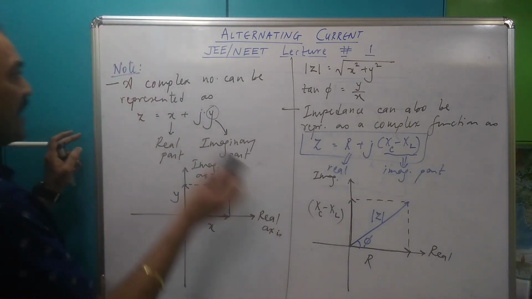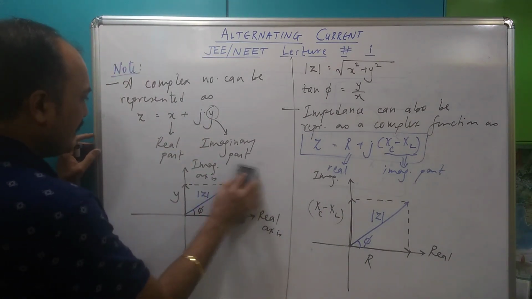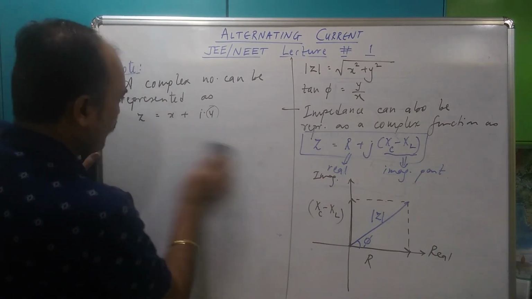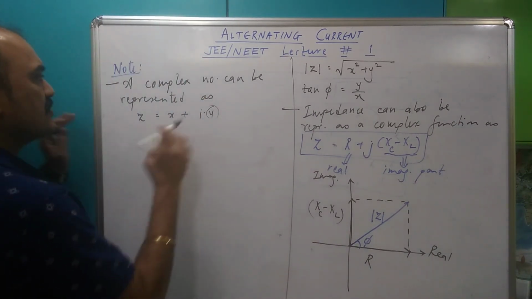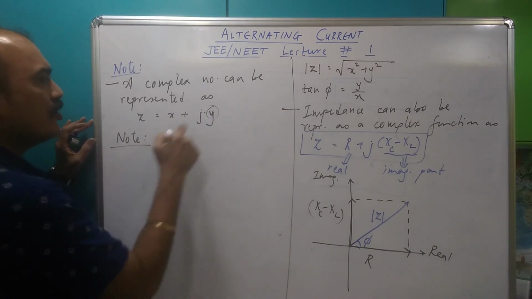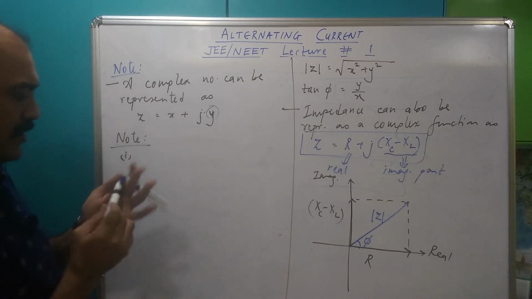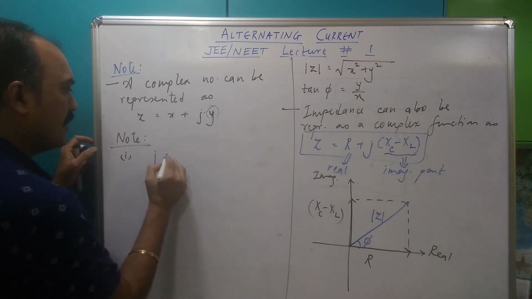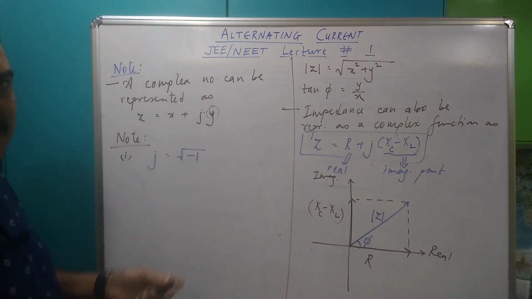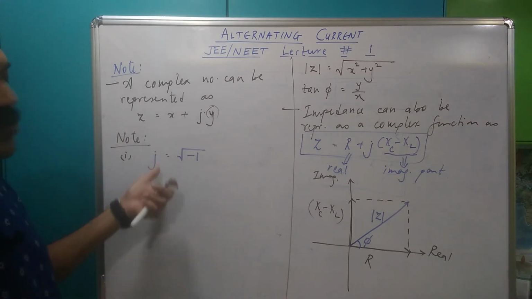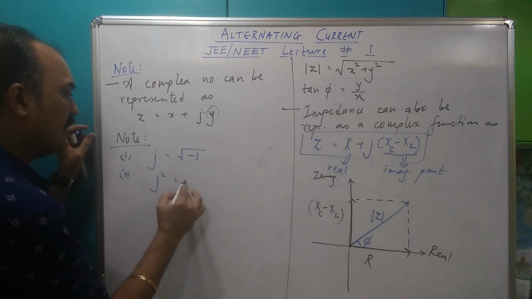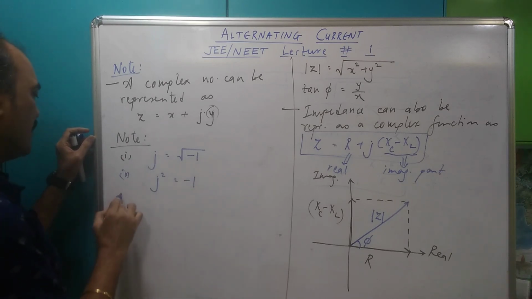Okay, before I sign off, an important idea I need to tell you. It's an important thing regarding complex numbers. You should know this. I'll put this as a note. This j, the j operator, is actually root of -1. I know this does not exist. That is the prime reason why it is called j. The second thing is that j square is -1. I squared it up. This is -1.